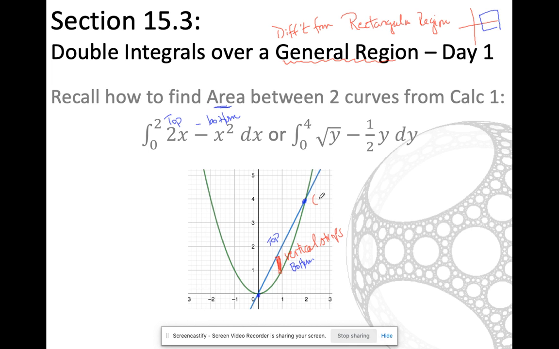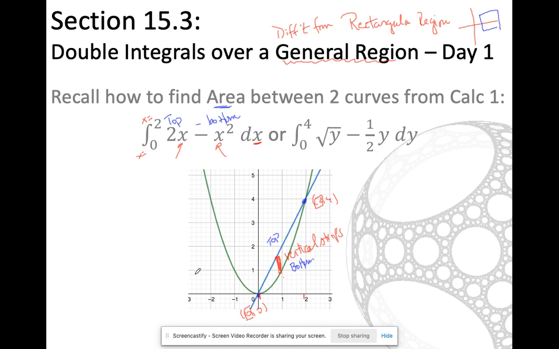So you use the x coordinates from intersection and said, okay, we're going to integrate from 0 to 2, creating a bunch of rectangles where the top is created by 2x and the bottom is by x squared. So we were integrating everything with respect to x, which means this was a function in terms of x, this was a function in terms of x, and these were x numbers.